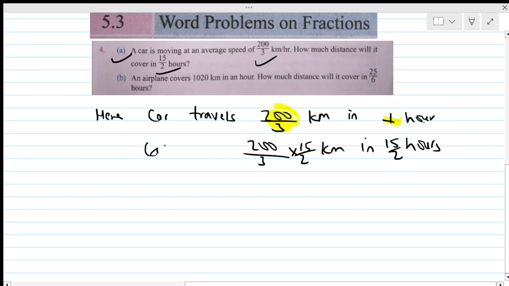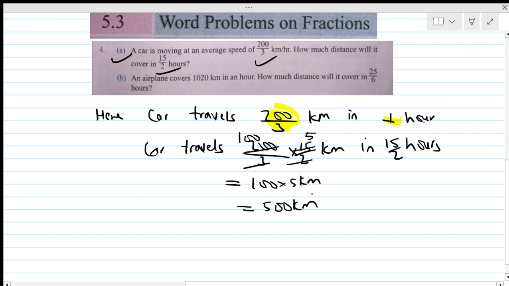So car travels 200 by 3 into 15 by 2 kilometers in 15 by 2 hours. So let's make the calculation over here. So how much will it get here? By 3 you can cancel 15 for 5 times, and by 2 you can cancel 200 for 100 times. So 100 into 5 kilometers. So it's what? 500 kilometers. Therefore car travels 500 kilometers in 15 by 2 hours. That's done. You may conclude by yourself.